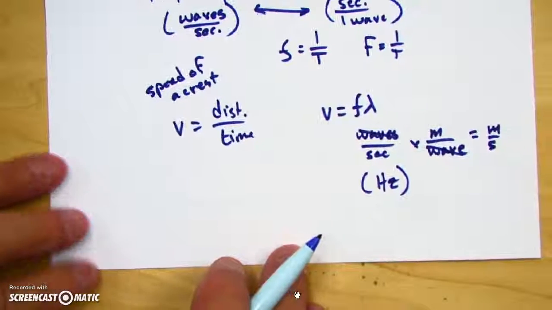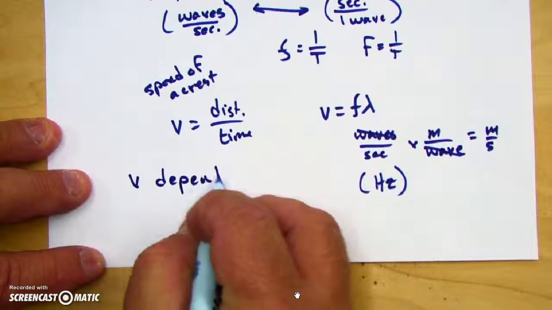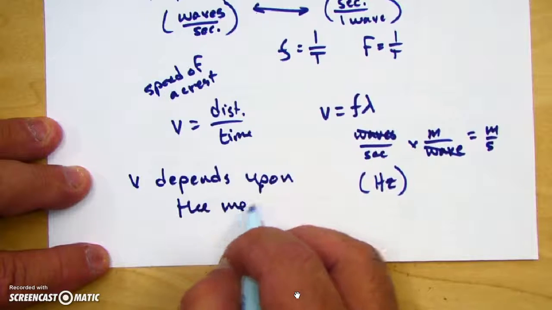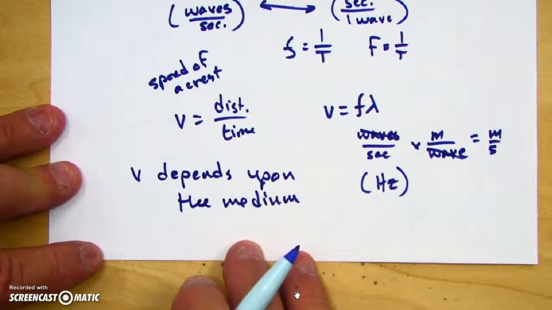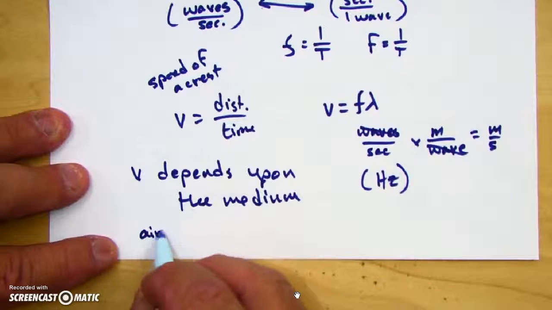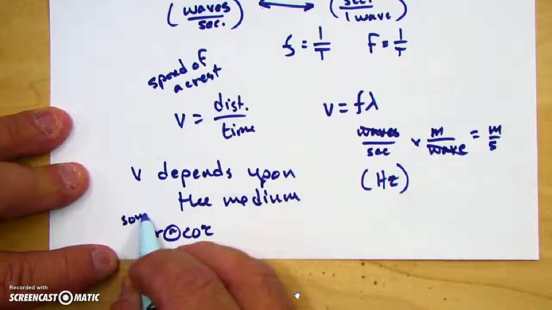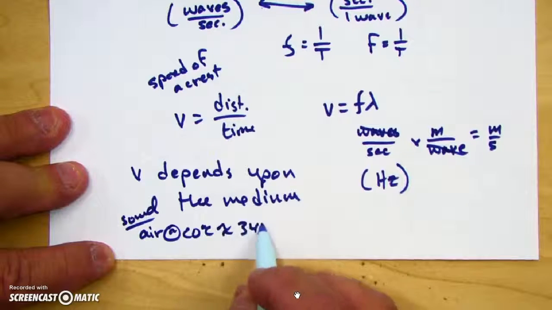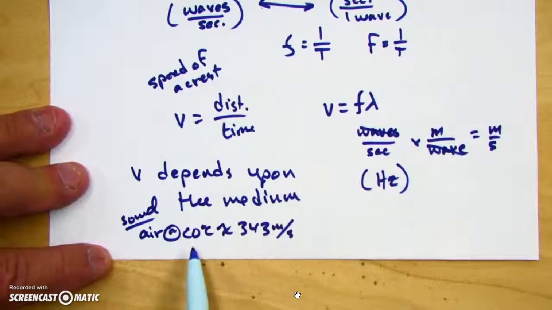Now, key thing to understand about waves. v depends upon the medium. So in other words, how fast a wave travels depends upon what it's traveling in. So air at 20 degrees Celsius, the speed of sound, let's talk sound because that's a familiar thing that we hear all the time, is approximately 343 meters per second, 3.5 football fields in a second. It does vary with temperature a little bit. That's why that 20 degrees is important.